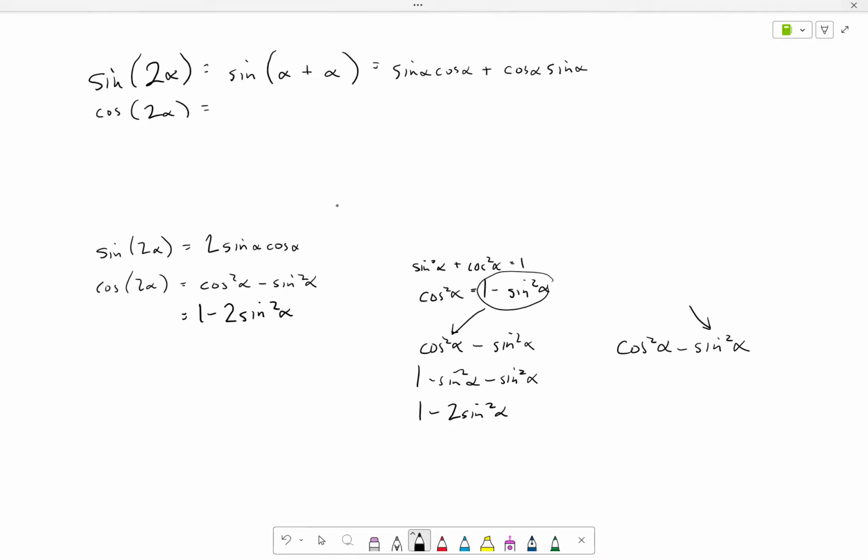So you're substituting in for sine squared alpha from the Pythagorean identity. And if you did it right, you get 2 cosine squared alpha minus 1. Wow. I recommend this being your home base if you're memorizing. And then the other ones you could produce from substitutions from Pythagorean identities.